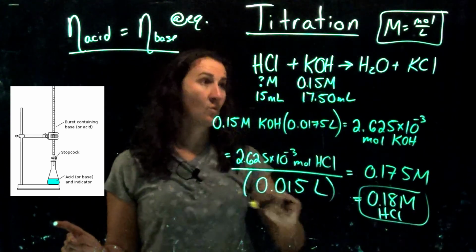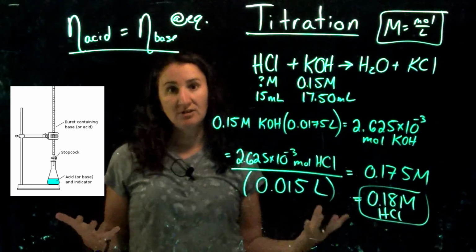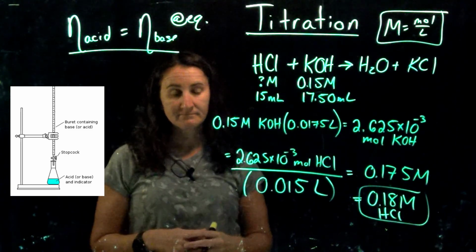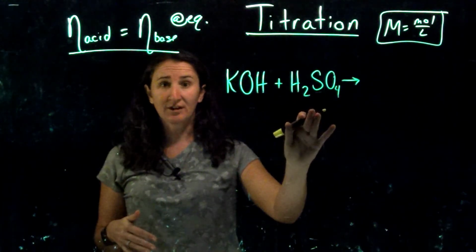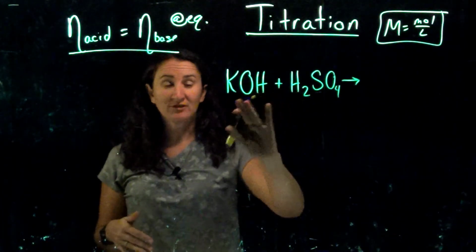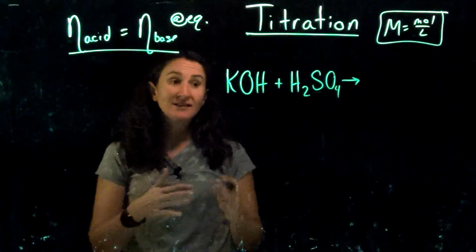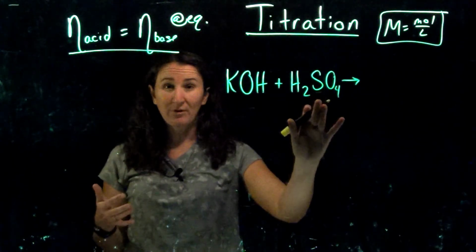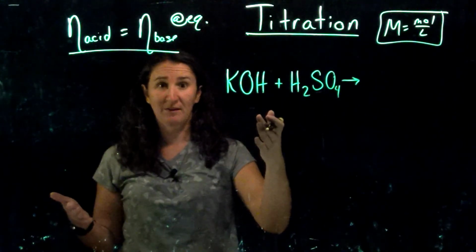And so this is just one example that's going to kind of walk you through how we do a titration problem. So for our second example, now we have potassium hydroxide reacting with sulfuric acid. Remember, anytime you have a strong acid or a base, it's a single arrow. All right, for this equation, it's going to get a little more complicated because we have a diprotic acid here. Okay, so there's 2 protons that could potentially come off and react with potassium hydroxide.